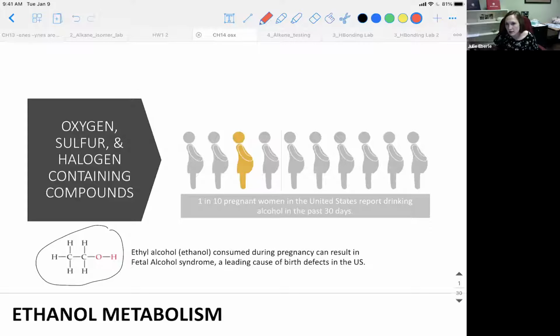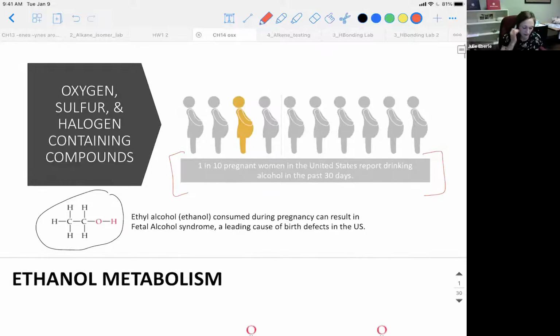Our body metabolizes it and breaks it down. I'm going to show you that on the next slide. So in pregnancy, though, I thought this statistic was really astounding. 1 in 10 pregnant women in the United States report drinking alcohol in the past 30 days. And there's no safe amount from what they've determined. They just say it's best to abstain. But what that can lead to is the leading cause of birth defects in the United States. And here's why. It's known as fetal alcohol syndrome.